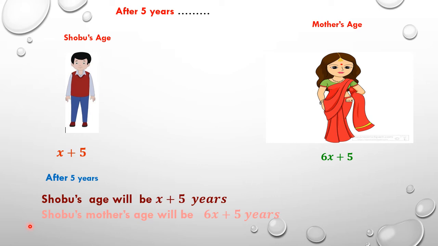Just imagine if you are at present 10 years, then what will be your age after 5 years? You will just add the number. Similarly, we have added that number, whichever is asked. If it is asked after 5 years, we are adding 5. If it is asked after 6 years, we'll add 6. So this is how the conditions work.